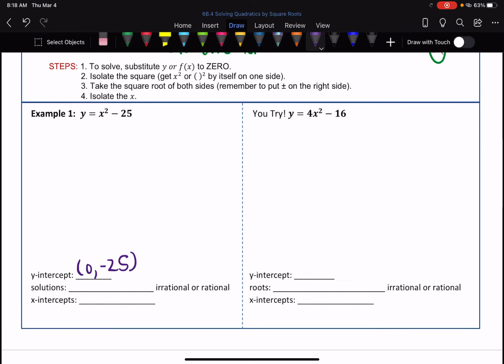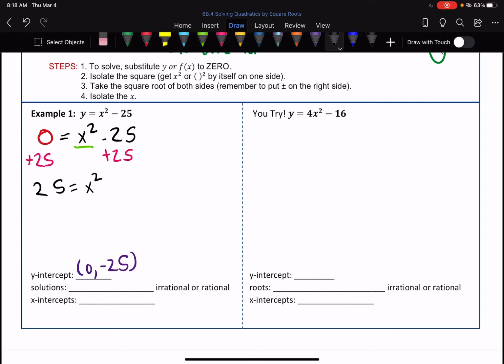Now, let's go into how to actually solve using the square root method. First thing to do is to set our y value equal to 0. So I have 0 equals x squared minus 25. Then we want to isolate our x squared. In this case, we want to isolate this x squared term here. In order to do that, we're going to add 25 to both sides. So I have 25 equals x squared.